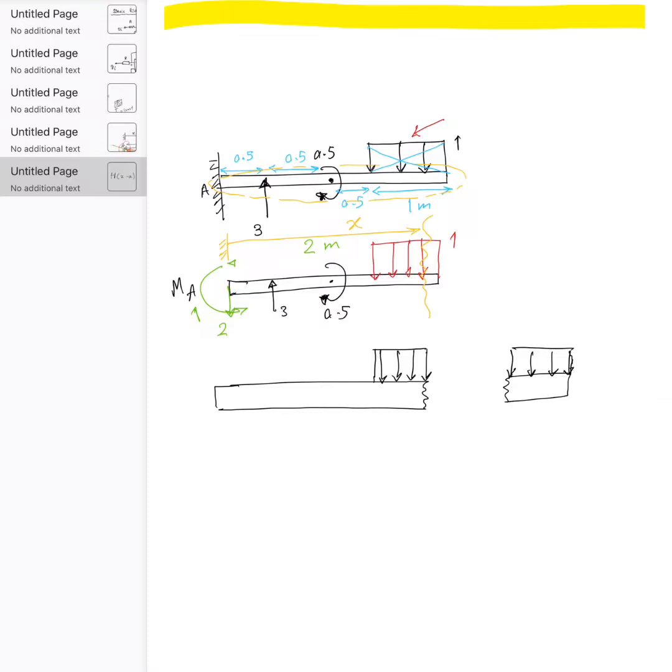Okay, and you have MX, VX, and VX goes up on the right. These are the default positive directions. MX goes the other way. And this load is included. And then you have 0.5, 0.5, 3, and it goes down 2, and the couple moment is 1. There you go. That's all we have.